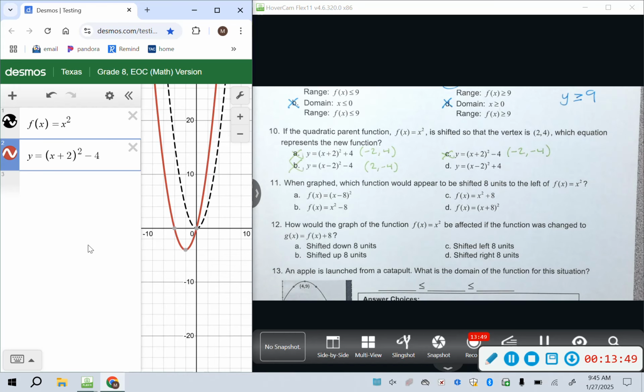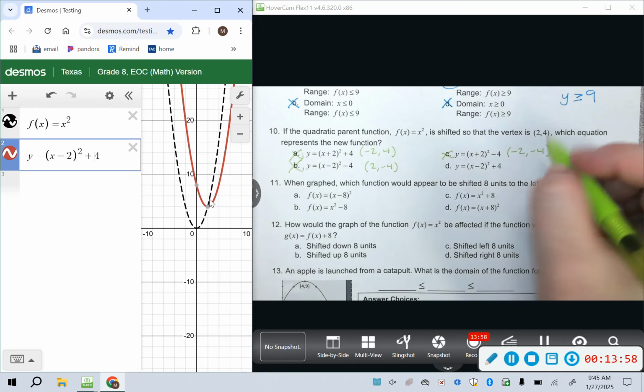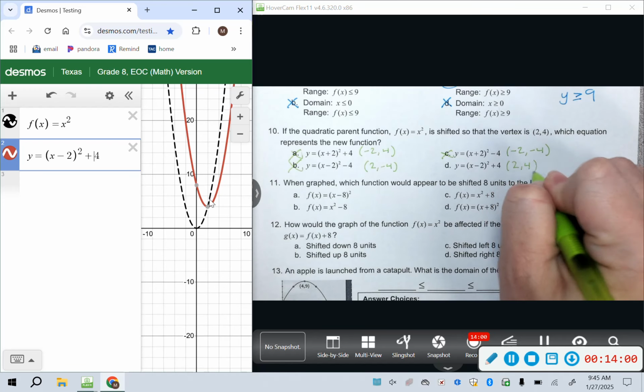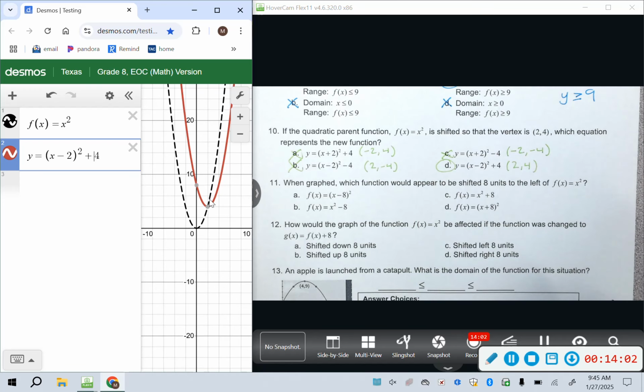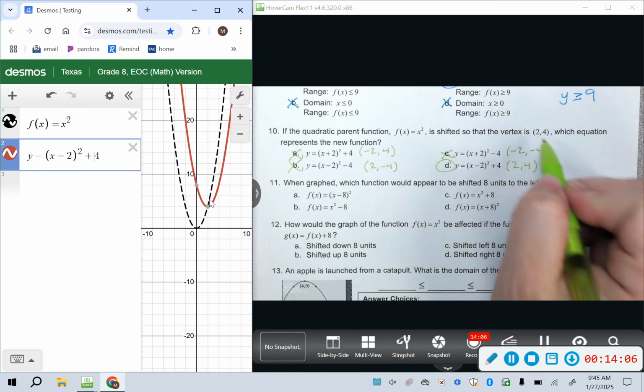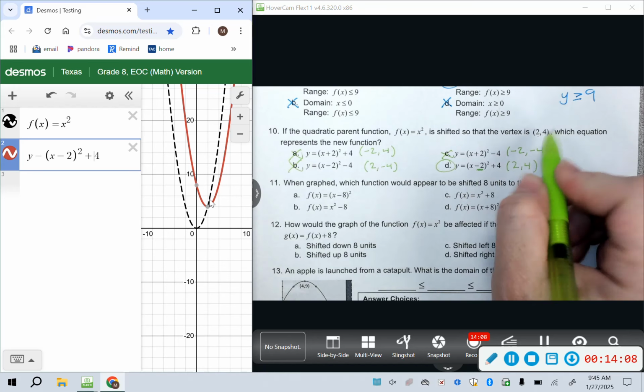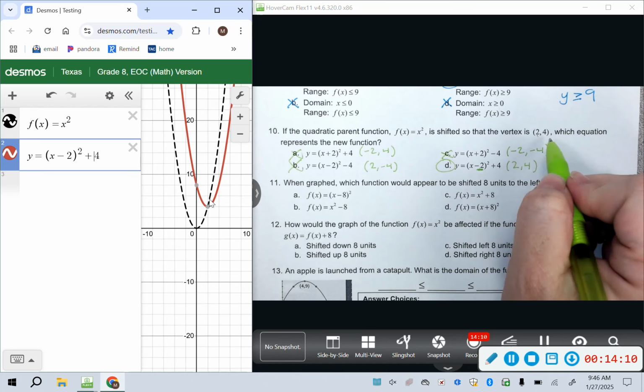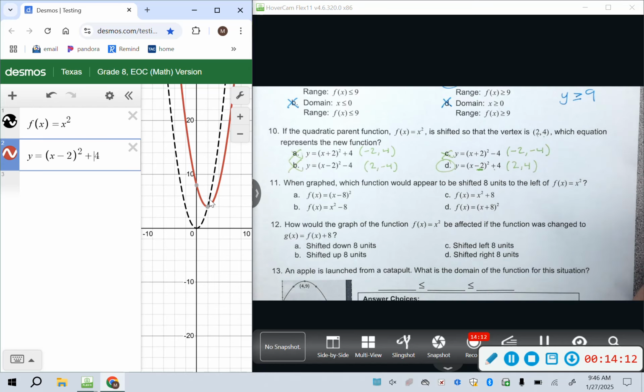And lastly, let's double check our work. Minus 2, plus 4, and that gives me positive 2, positive 4, which is what I want. Now, big thing to remember, if you did not use your calculator, you should always check your work anyway. Remember, inside the parentheses is opposite, positive 2, negative 2, and outside is exact. So that's another way to check your work here.